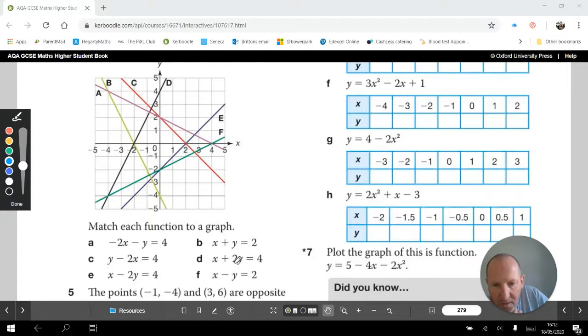We said this was a half x and this was x, so this is the steeper one. So the ones that are going through 2, the steeper one is this one here, C. So I'd say that one goes with C, and we had this one here going with D. I'll leave you to puzzle out the rest.